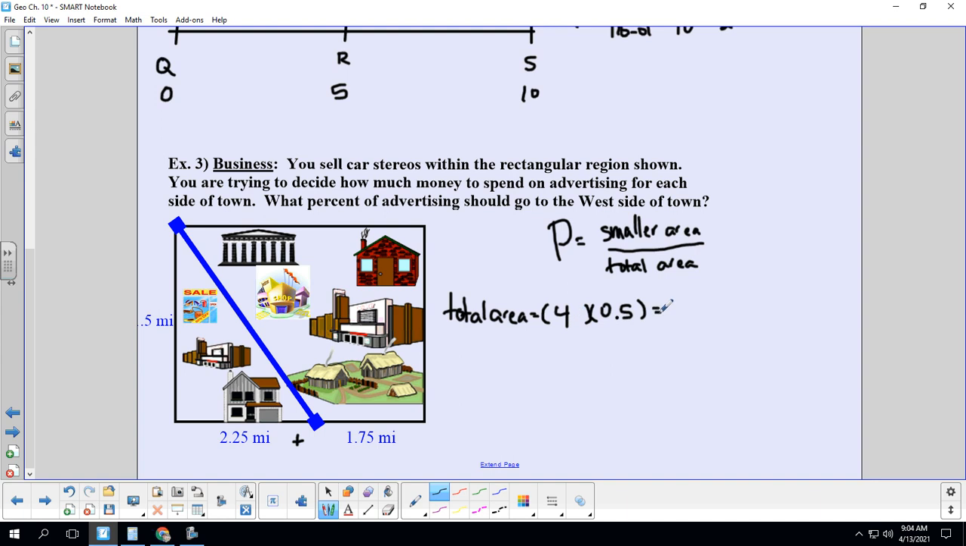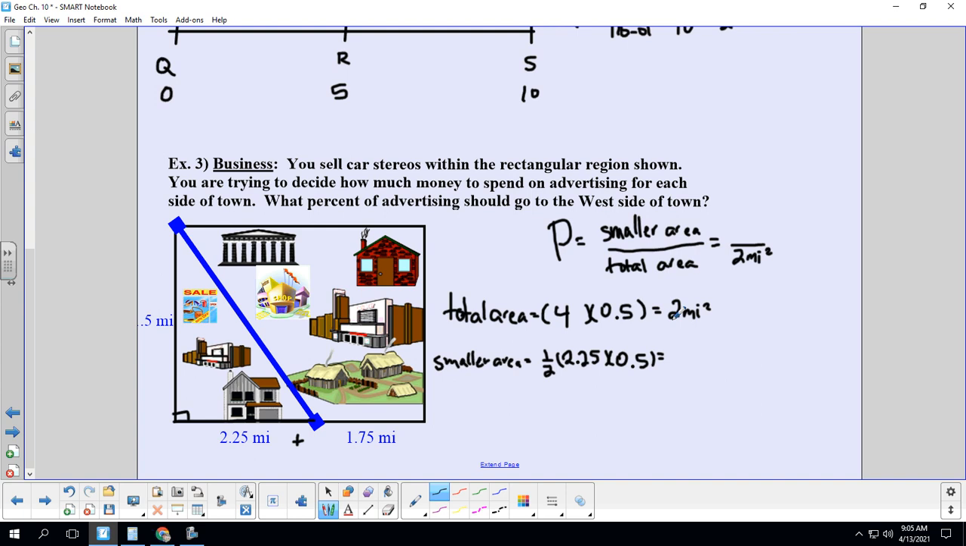4 times 0.5 is 2 miles square. So our total area is 2 square miles. Okay, our smaller area. For a right triangle, the smaller area has a formula of 1/2 base times height. And for a right triangle, the base here is 2.25 and the height is 0.5.